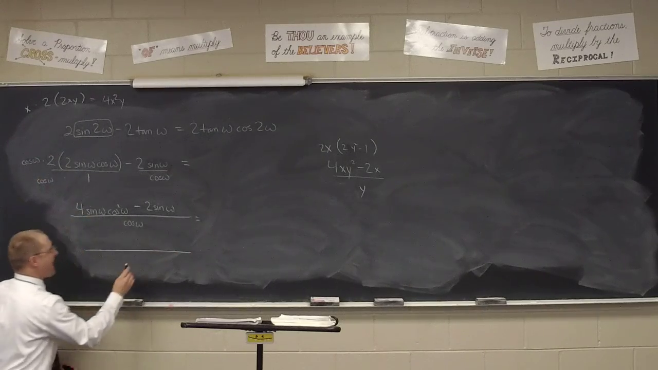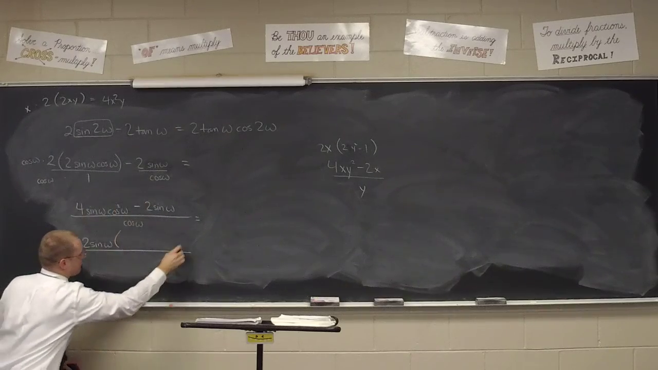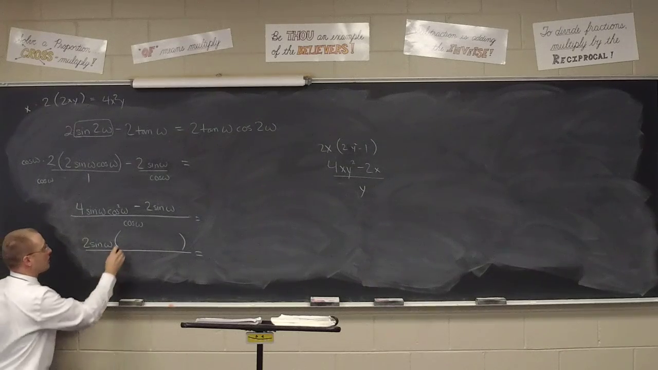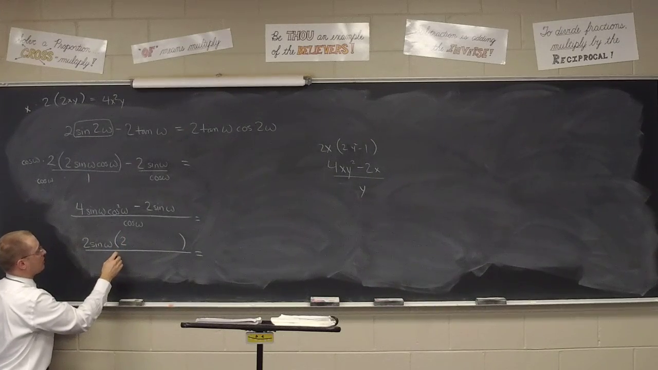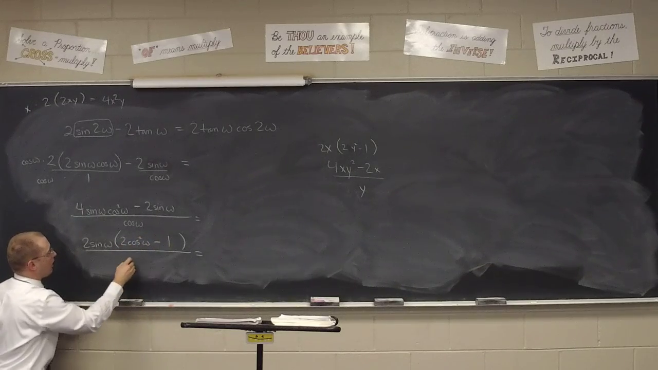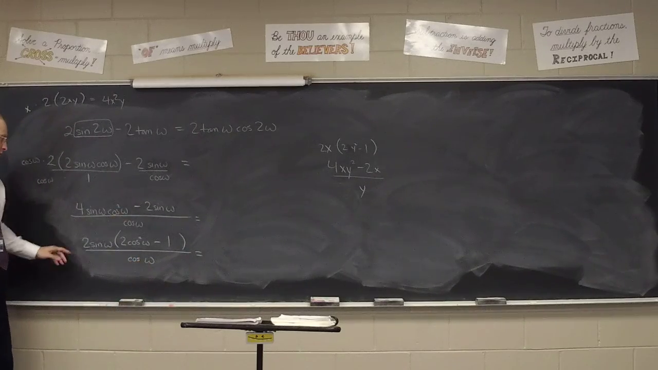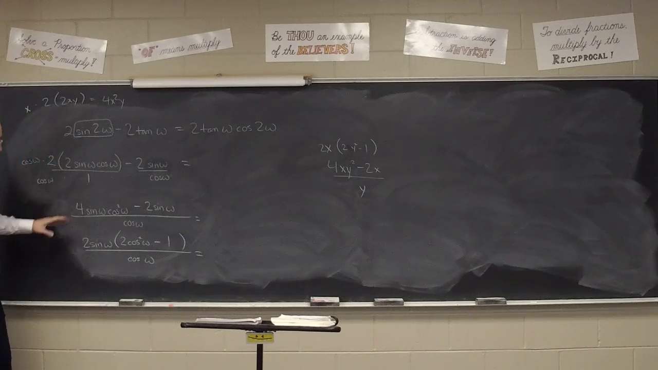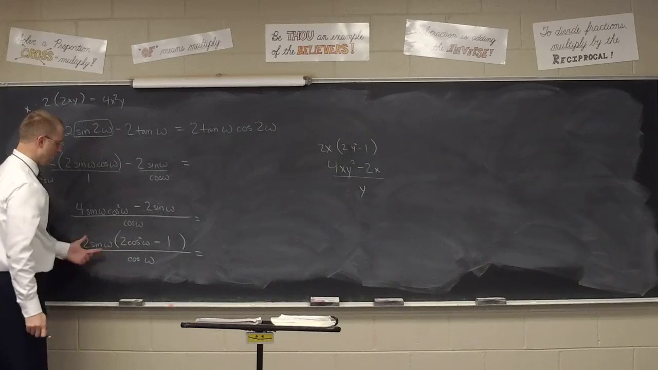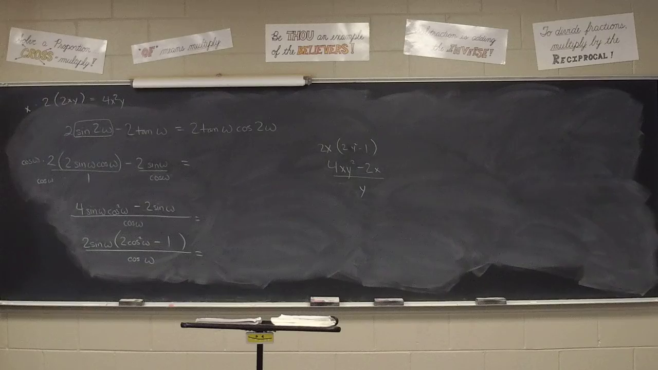There we go. Let's factor out a 2 sine omega that's common to both terms. What am I left with if I pull out a 2 sine omega? Careful. 2 sine omega, 2 cosine squared omega minus 1, all over cosine omega. There's a 2 that's common. Pull it out. There's a sine that's common. Pull that out. If I pull a 2 and a sine out of this, I'm left with a 2, the sine has been pulled out, and a cosine squared. Pull a 2 sine omega out of a negative 2 sine omega, I get negative 1. Careful in your algebra.